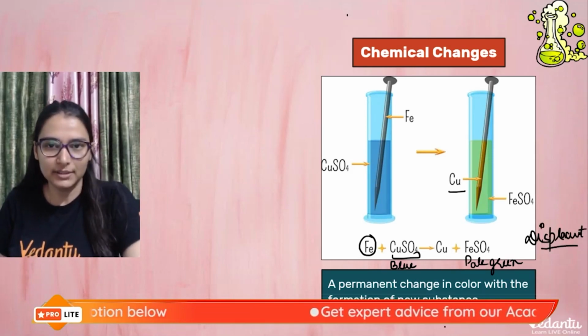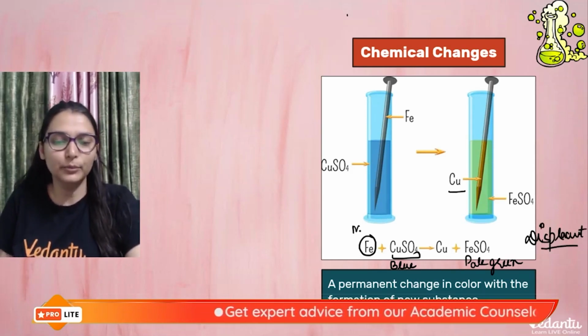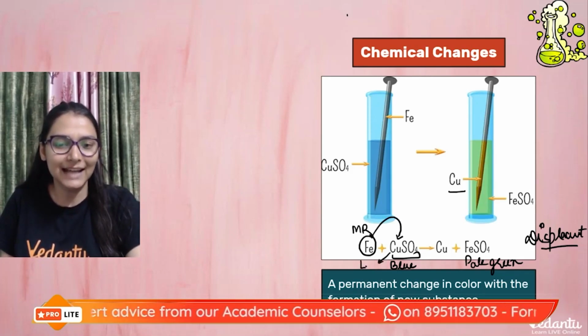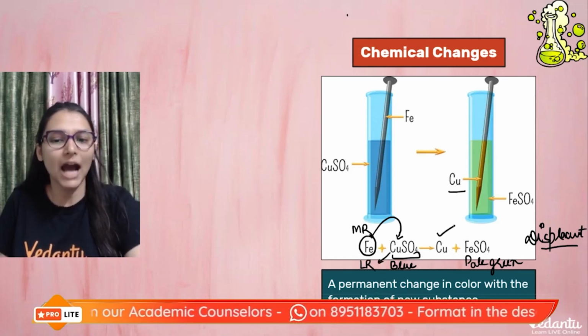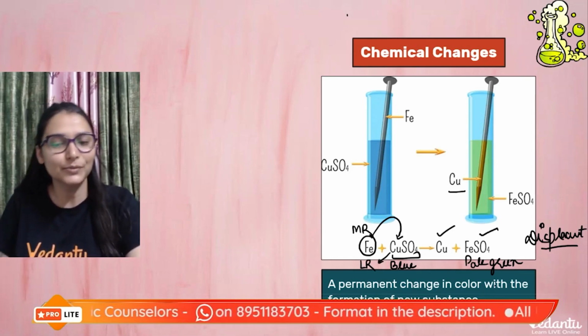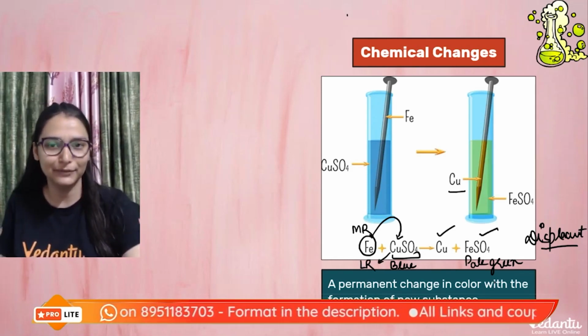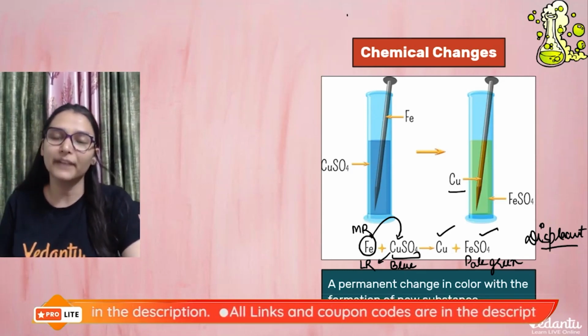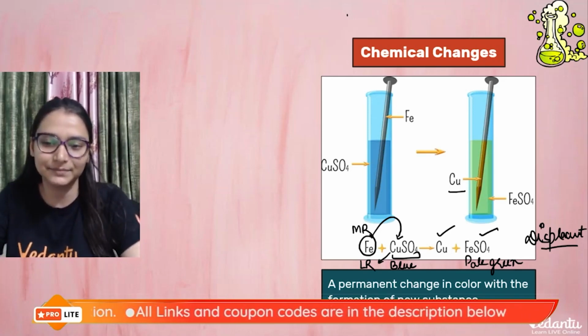It is one of the types of reaction you will study in 10th class. Displacement reactions. What is going to happen? The more reactive iron is going to displace the less reactive copper. Copper goes out and iron combines with sulfate to form iron sulfate. Now, which element is more reactive than the other? That we can check from the reactivity series.